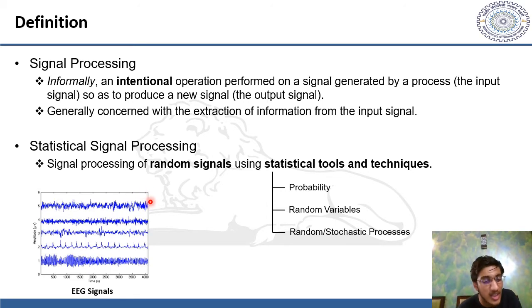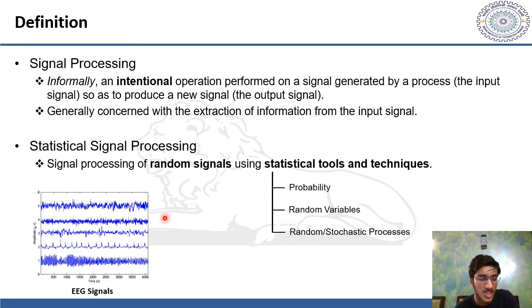So for example, as you can see in this particular figure, we have electroencephalogram signals. An electroencephalogram signal, which is essentially a brain signal, is a random signal. So any particular EEG signal can take any waveform from a multitude of possible waveforms. Say for example, it can be this waveform or this or this or this or this, or any given waveform from a particular ensemble of waveforms.